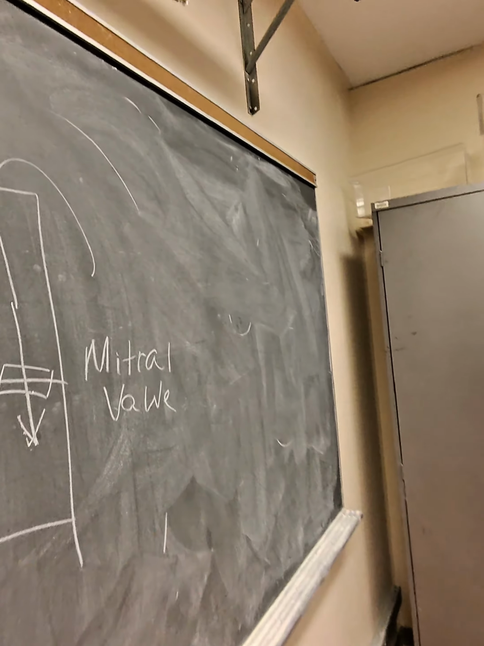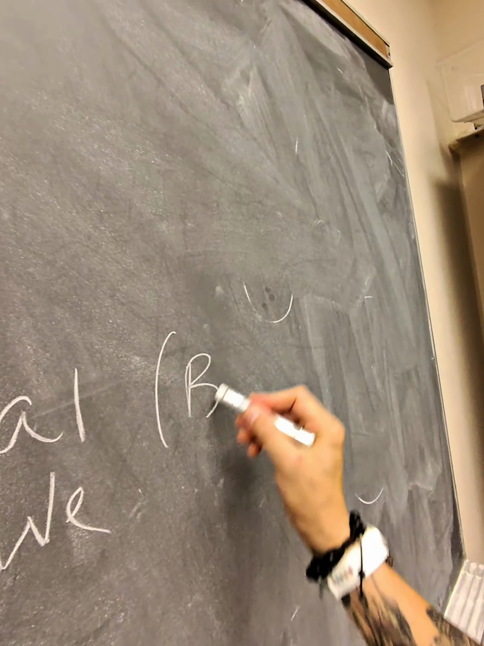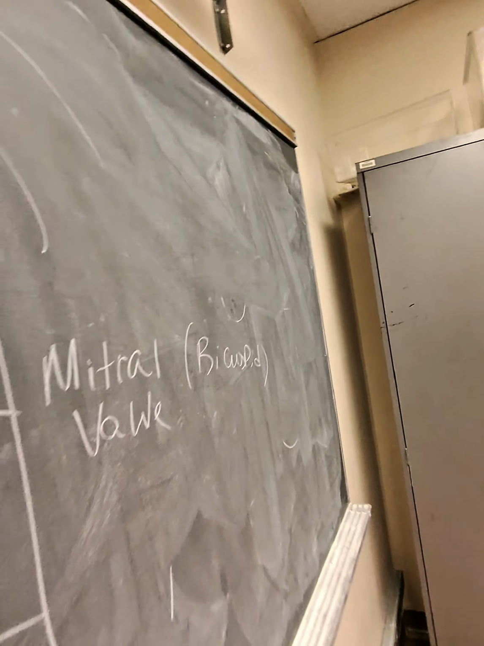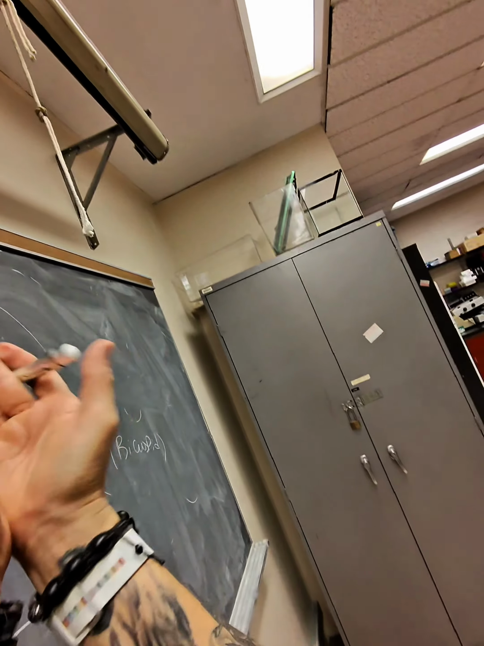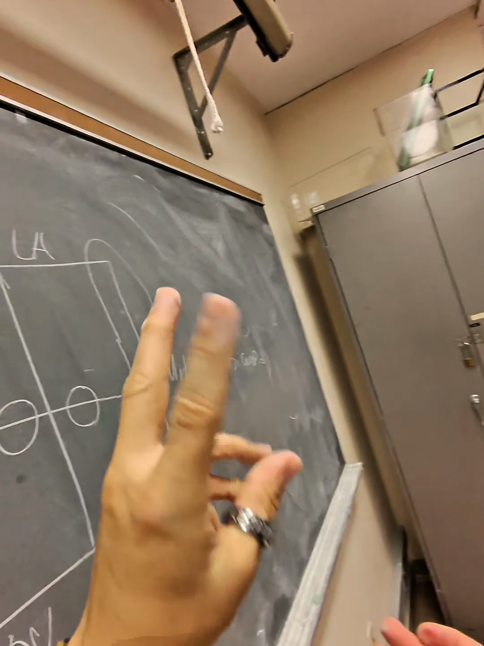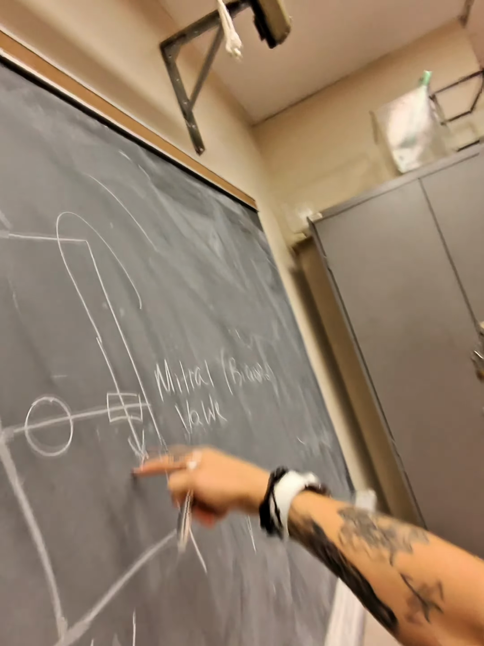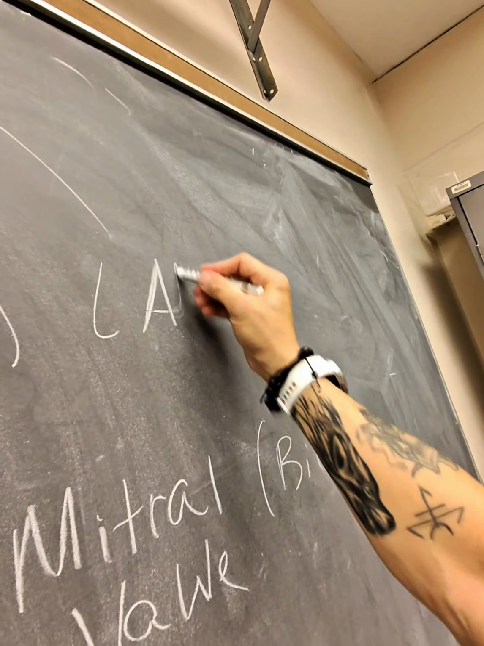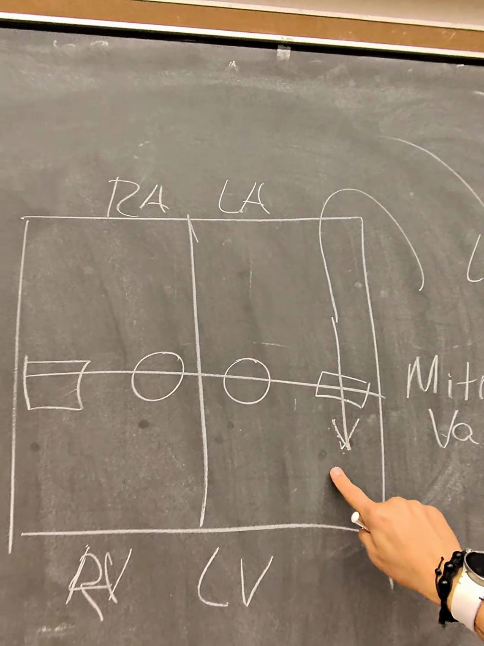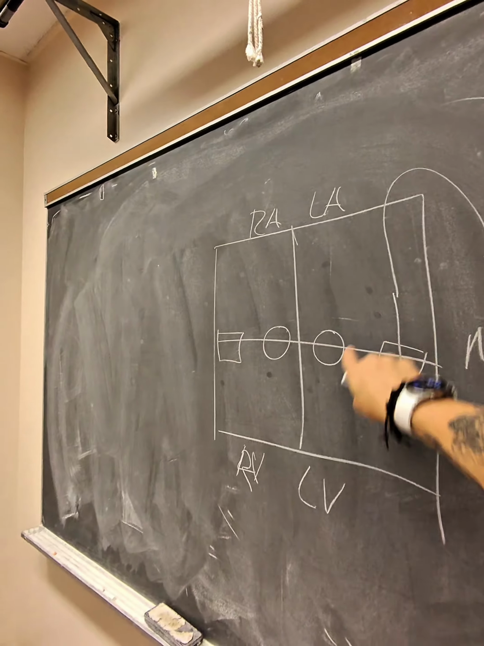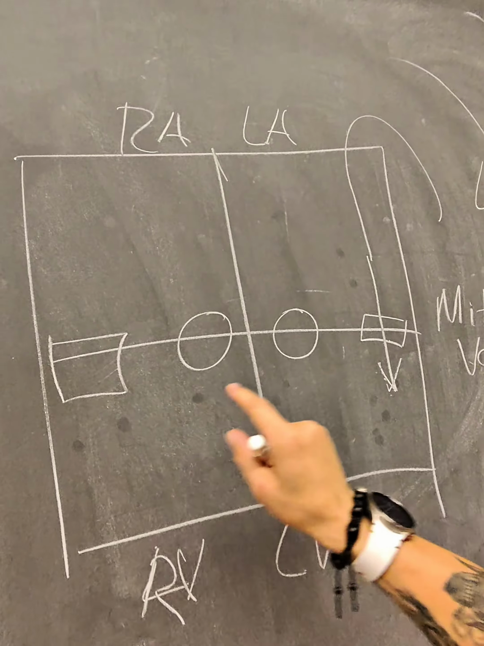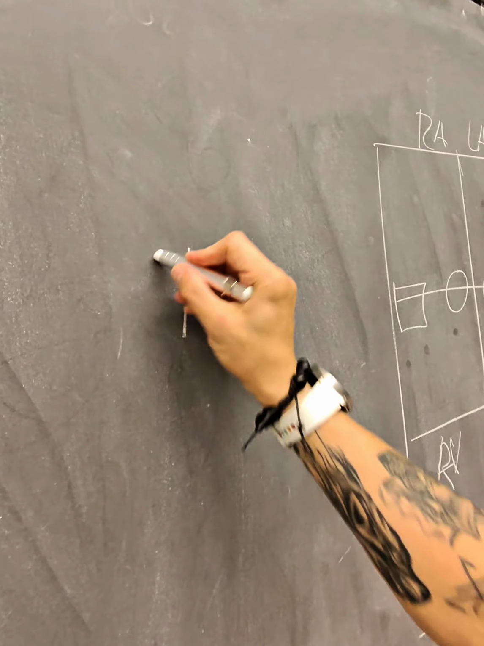Another name for that mitral valve is bicuspid. Bicuspid valve because it has 2 shaped leaflets like that, right? Open and close. 2. Also, you can call this left atrioventricular. Atrioventricular, between atriums and ventricles. Atrioventricular valve. On the right side, instead of bicuspid, you have tricuspid.